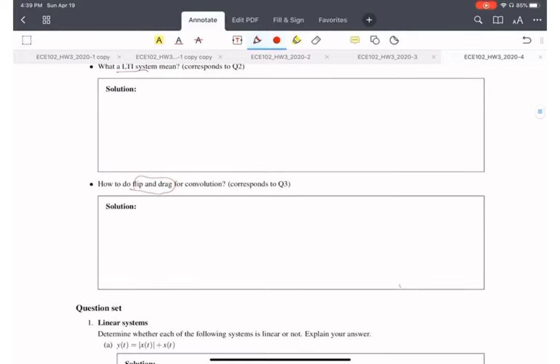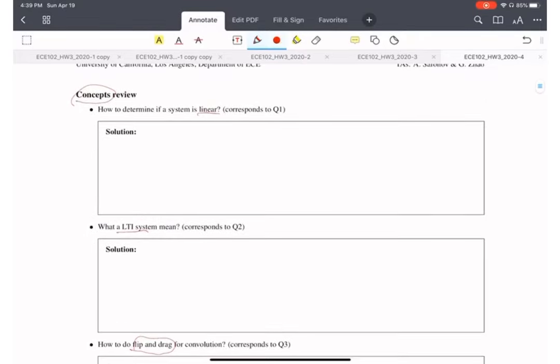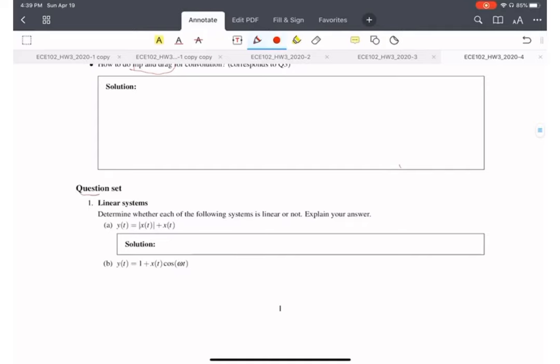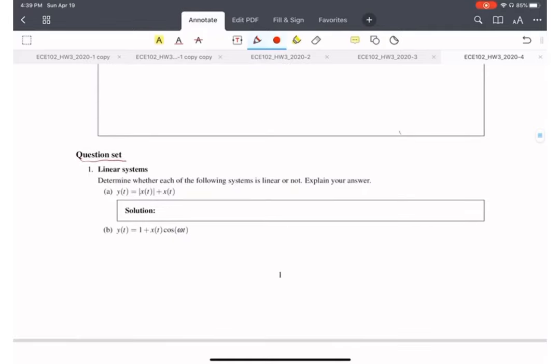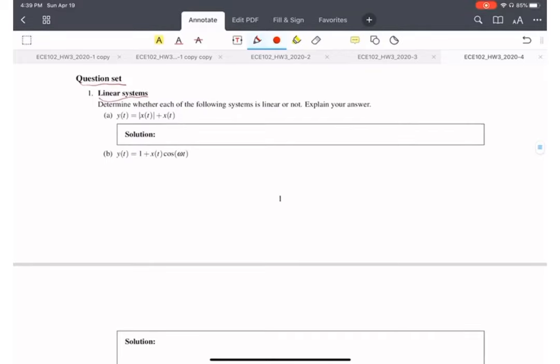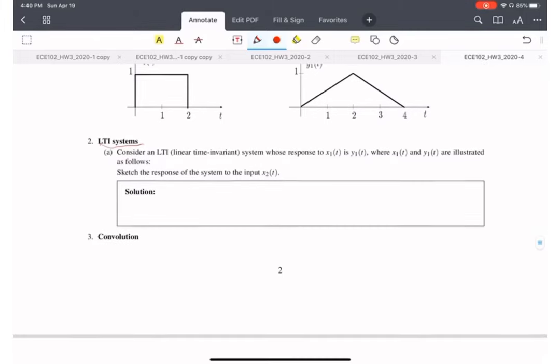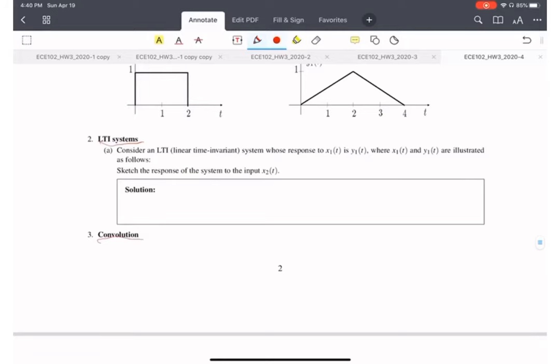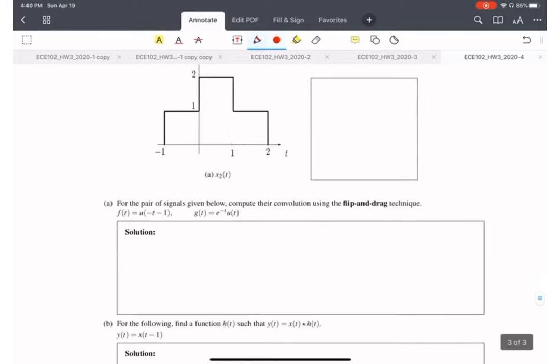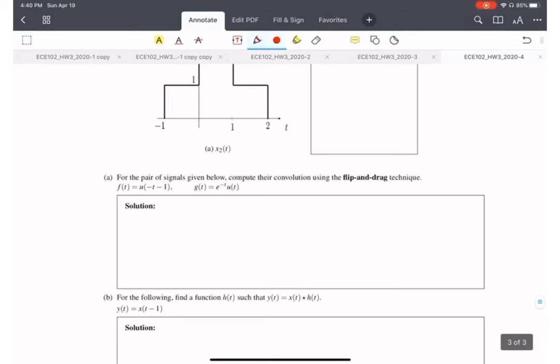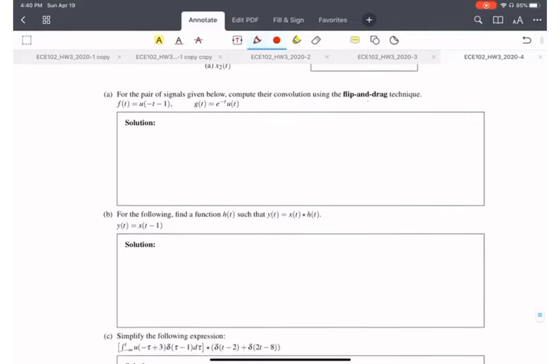Then we will give three concrete questions in the question set. The first is about the linear system. The second is how to utilize the property of LTI systems to help solve questions. The third is about the convolution. And we will give some examples, like an example on how to do the flip and drag in the convolutions.